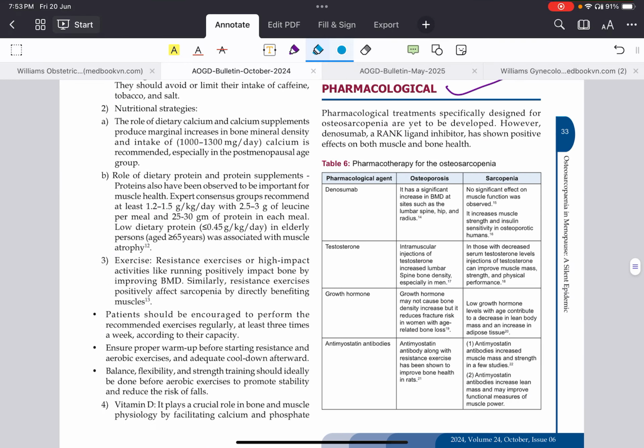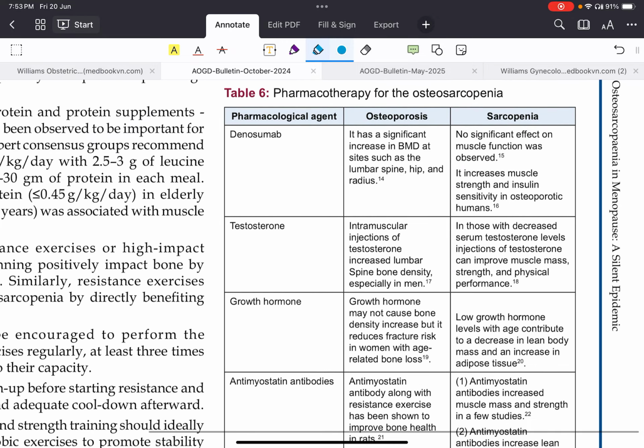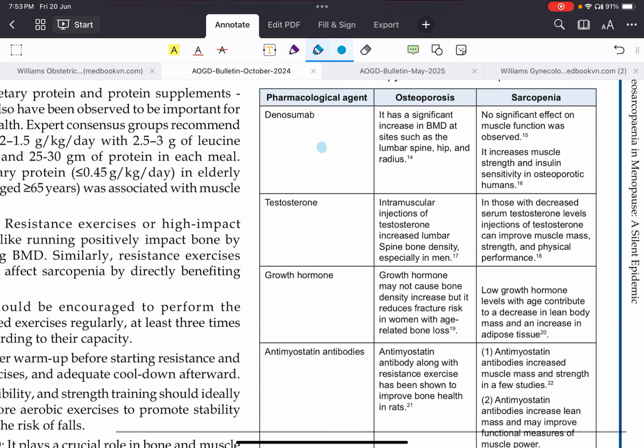I'll tell about the pharmacological management of osteosarcopenia. Okay, you write the physiology, then you'll write the pharmacotherapy. So denosumab, testosterone, growth hormone, and anti-myostatin antibodies. This is very different. I didn't hear this one.